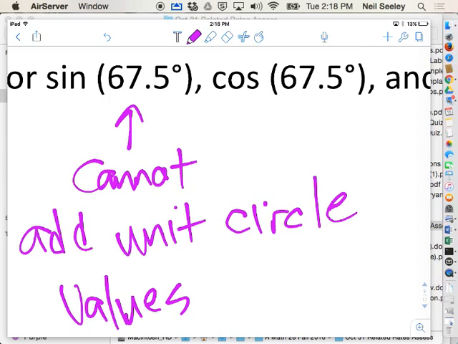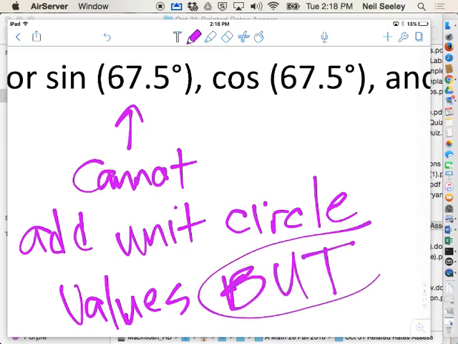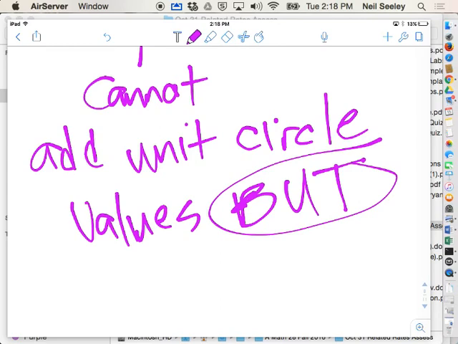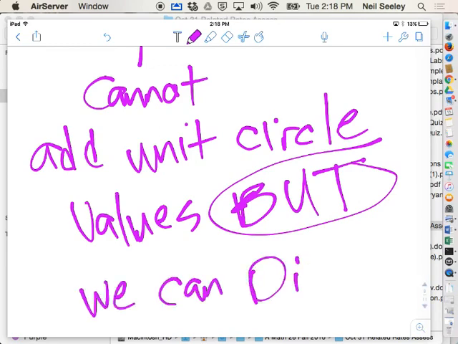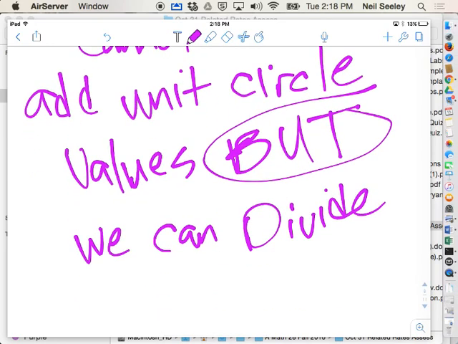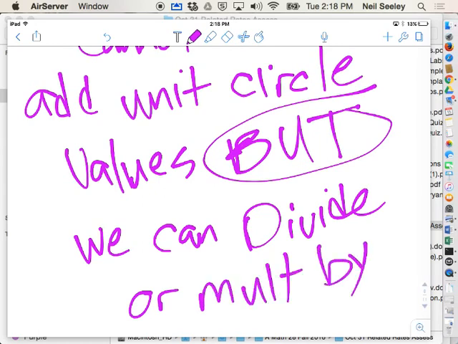So we cannot add unit circle values, but this is a big but. It's a big but. That sounds weird. What are you talking about? So we cannot add unit circle values, but we can divide them or multiply by 2 in some cases as an alternative.